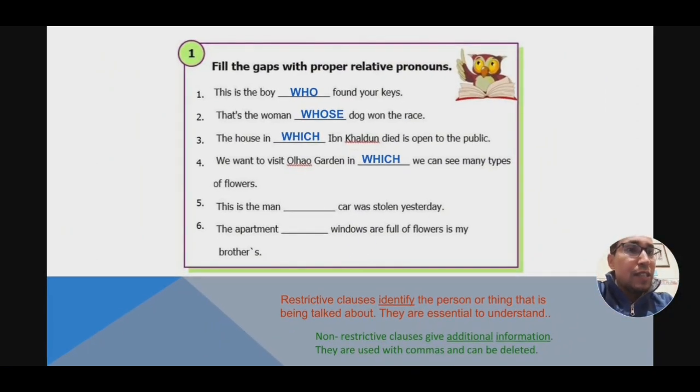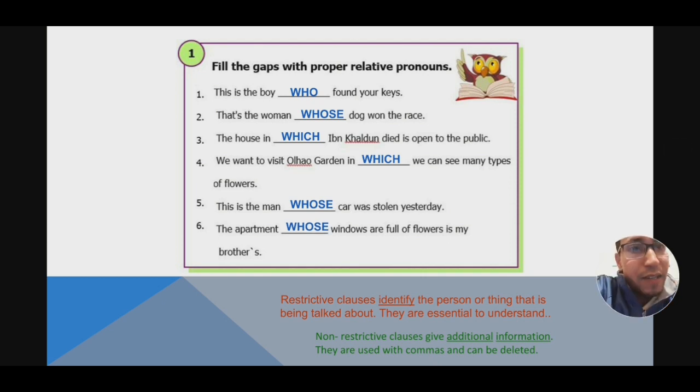So let's go to the next one. This is the man whose car was stolen yesterday. It's simply possession. Why? Because we have a car that belongs to the man, and so on.